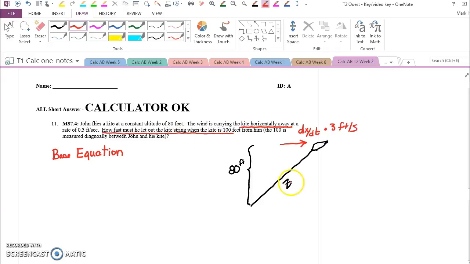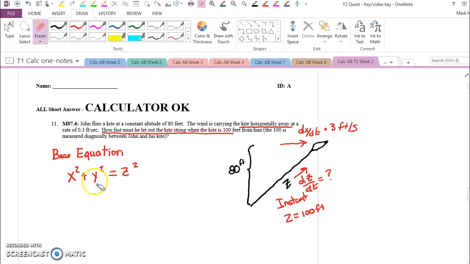Well, here's the kite string. So that means this rate is dz/dt, and that's what you don't know. And we're told at an instant, only an instant, z is 100 feet. So this should be the key that we're not dealing with angles, we're not dealing with area, we're dealing with x squared plus y squared equals z squared.